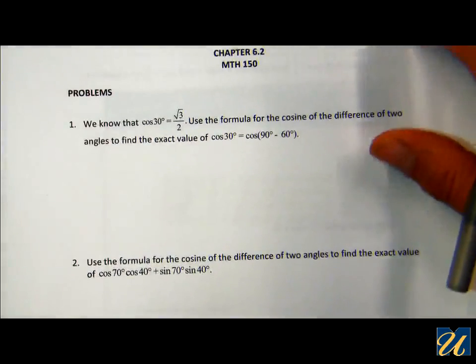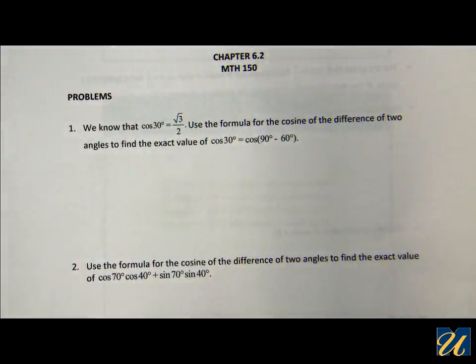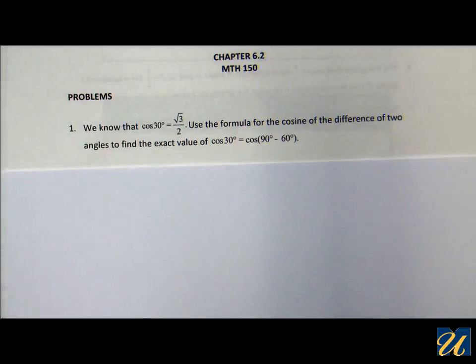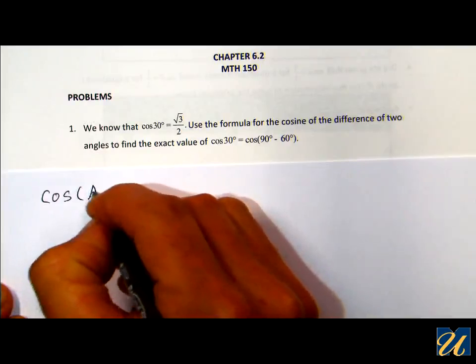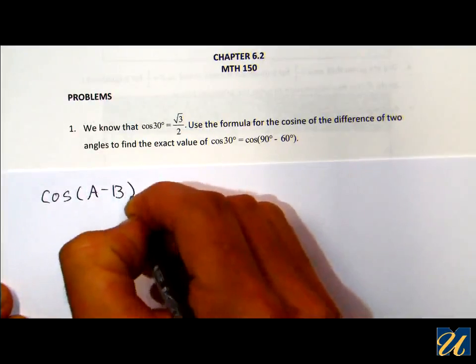So problem 6.2, problem 1. We know that cosine of 30 degrees is root 3 over 2. Use the formula for the cosine of the difference of two angles to find the exact value of cosine 30. Okay, well, we don't need the cosine of the difference of two angles to do that.